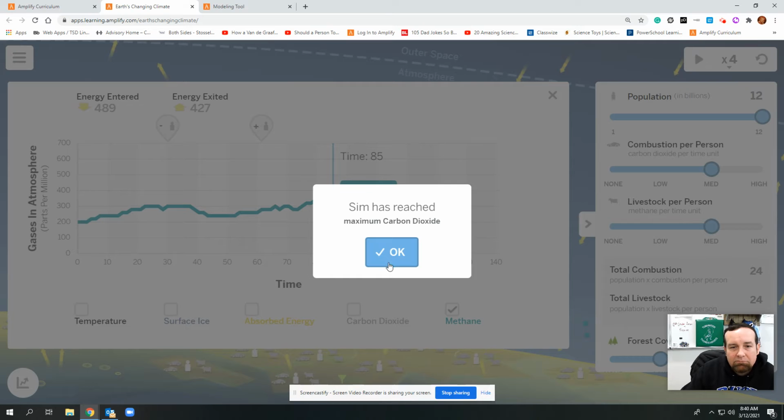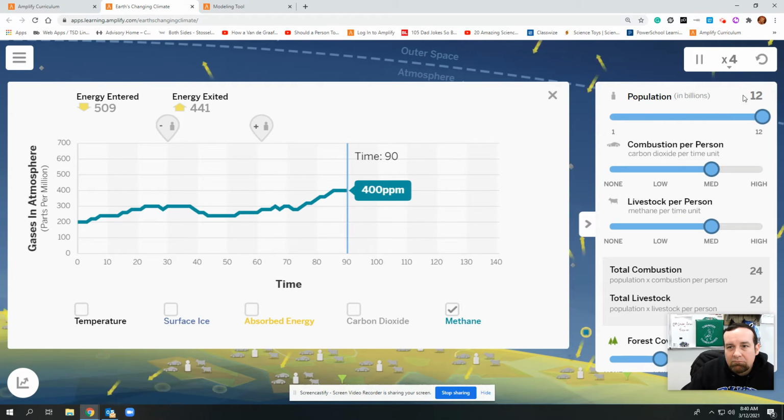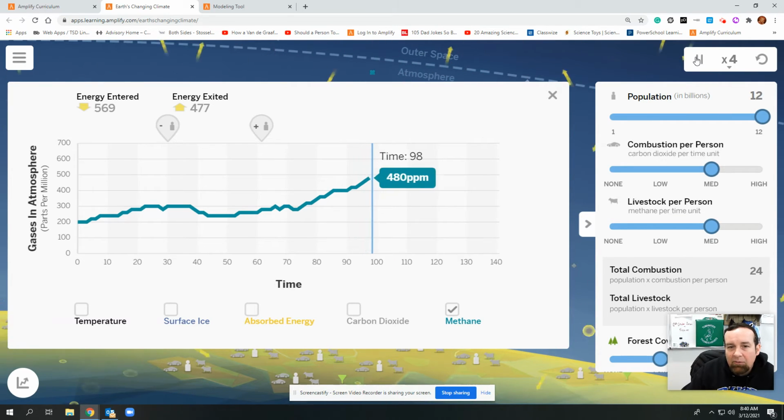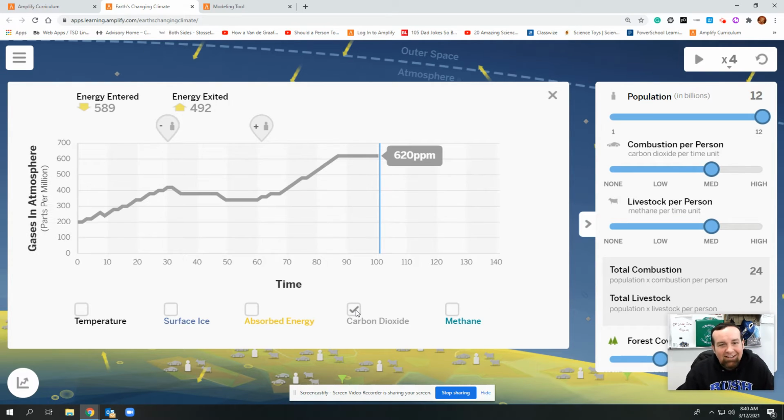And we have hit maximum carbon dioxide apparently. And let's see what that looks like. Oh my goodness, yeah, the sim won't even take it higher than that, even though there have been times in Earth's past where it's been much higher. We're just limited with the sim. So let's take a look at these.